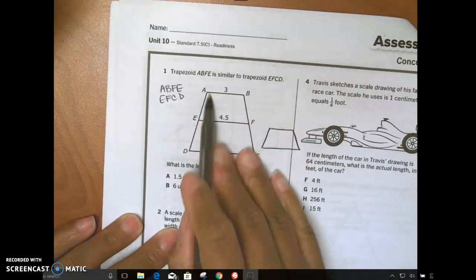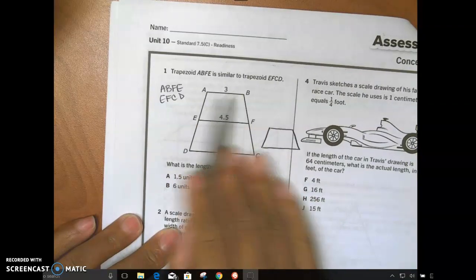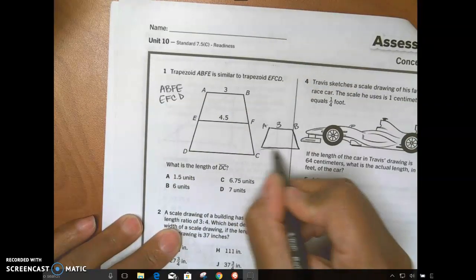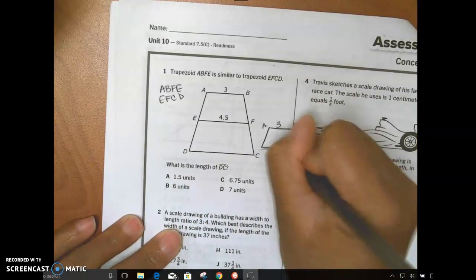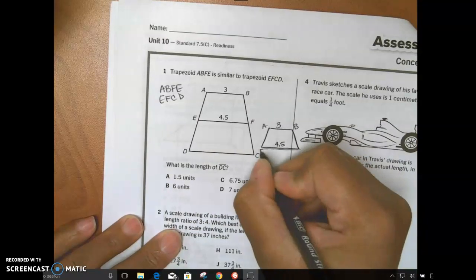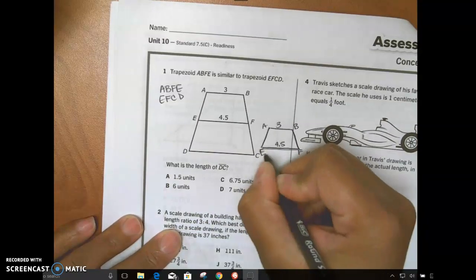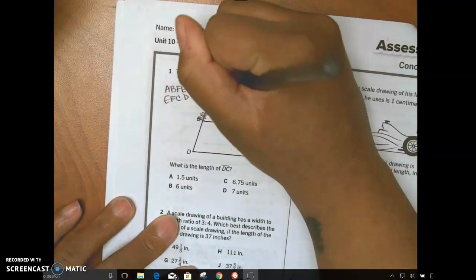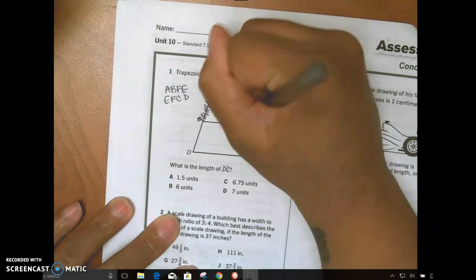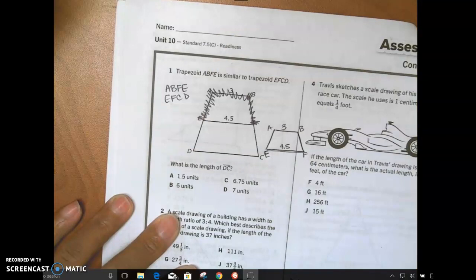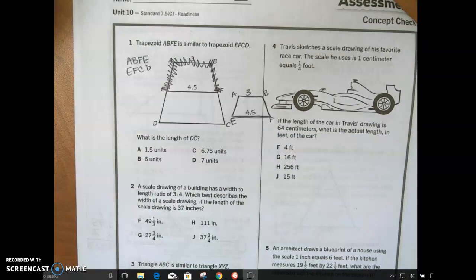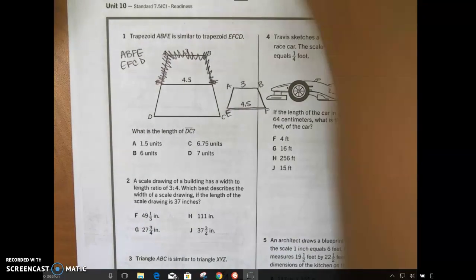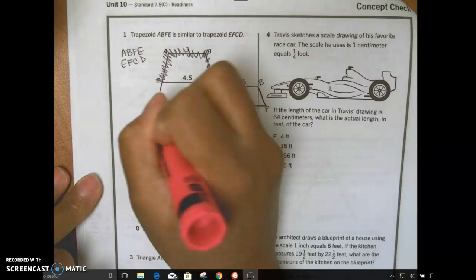What side is the small at the top? 3. AB, and it's 3. And then how long is the bottom side? 4.5, and it's EF. Now I'm going to cross this out just so I'm not confused. What is the length of DC? That's this side right here.